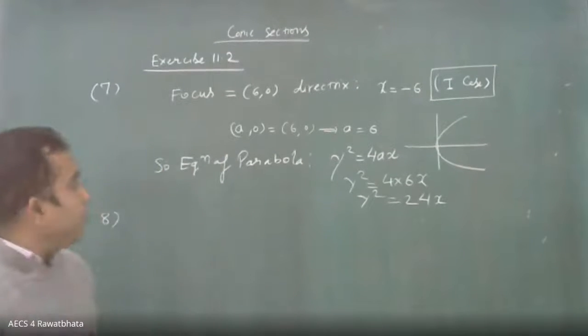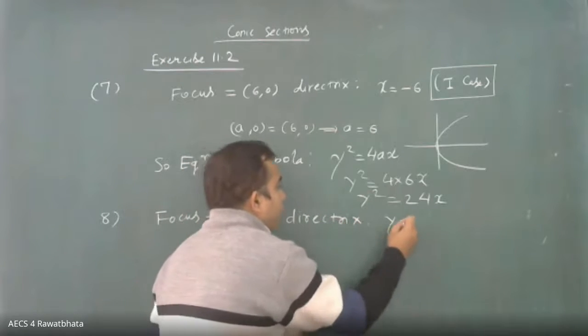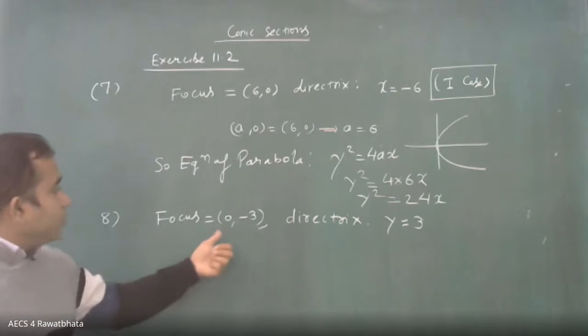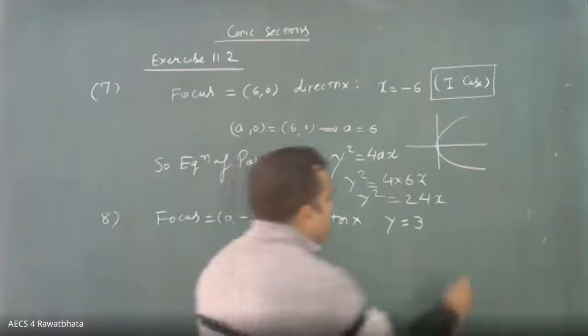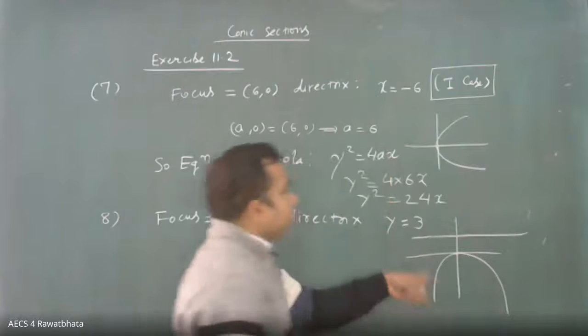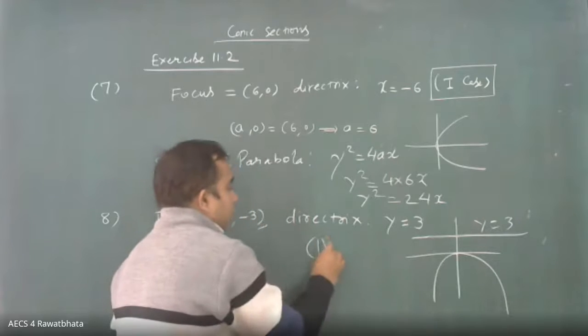Edwin, yes, please read what is the 8th question. Focus is 0, -3 and directrix y equal to 3. So which axis is it, students? Negative y-axis. Negative y-axis means the graph will be like this, and the directrix will be here, y equal to 3. So which case is this? Fourth case.